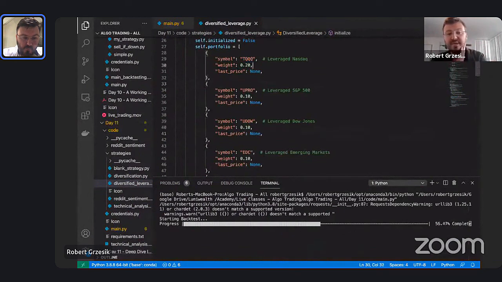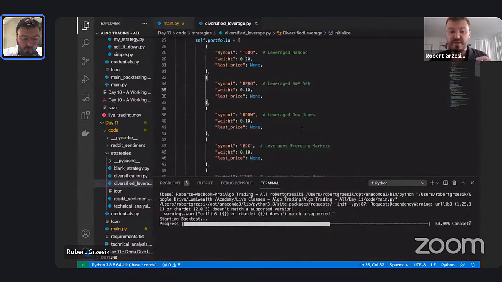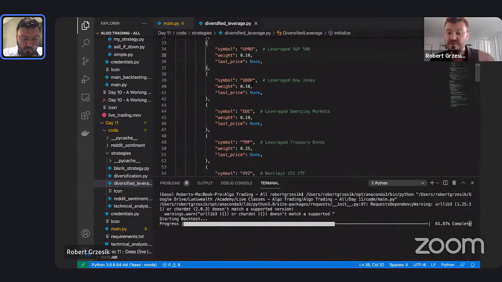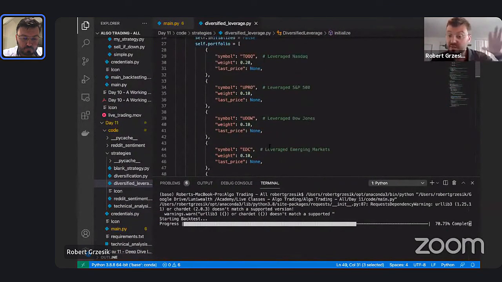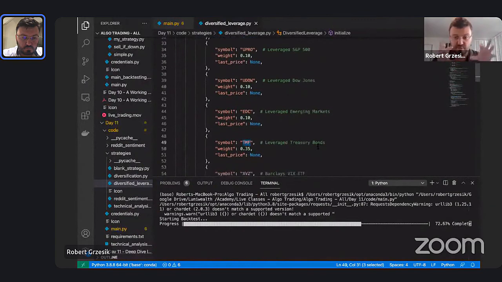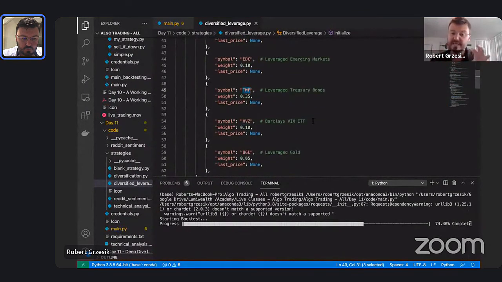We have 20% of our money in that, 10% of our money in UPRO, which is the 3x leveraged S&P 500. Then we have 10% of our money in UDOW, which is a leveraged Dow Jones. Then we have 10% of our money in leveraged emerging markets, and 35% of our money in leveraged treasury bonds. So now we diversify. In total we have 50% of our money in leveraged stocks, diversified around the world a little bit. Then we have the rest of our money in something to counterbalance that, to reduce our risks, to give us some good hedging, and to improve our returns without taking on too much risk. We do that by having leveraged treasury bonds.